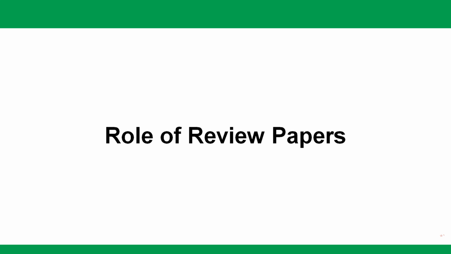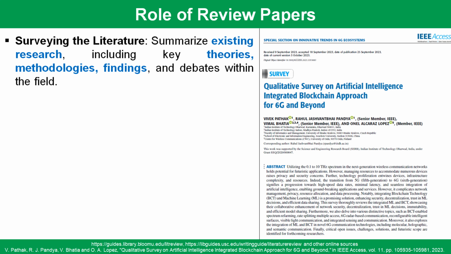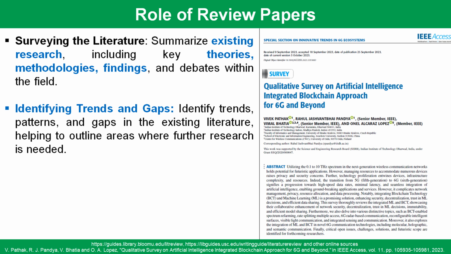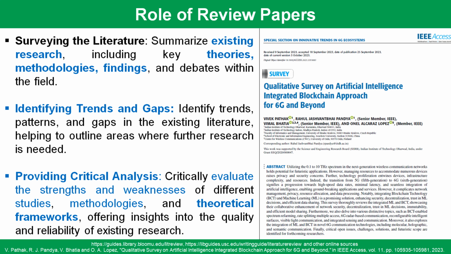The primary objectives of the review papers are surveying the literature, which involves summarizing existing research, including key theories, methodologies, findings, and debates on a specific topic. Identifying trends and research gaps entails recognizing research trends, patterns, and research gaps in existing literature, aiding in delineation of areas requiring further research. Providing critical analysis includes critically evaluating the strengths and weaknesses of various studies, methodologies, and theoretical frameworks, offering insights into the quality and reliability of the existing research.